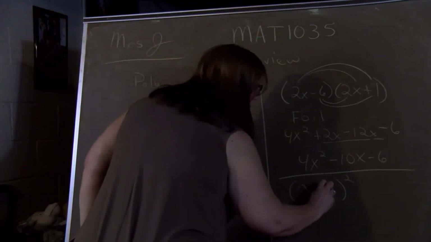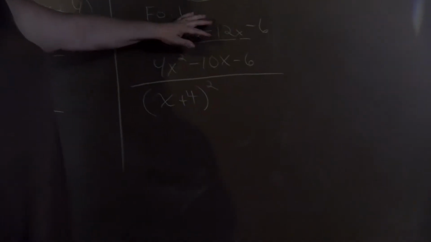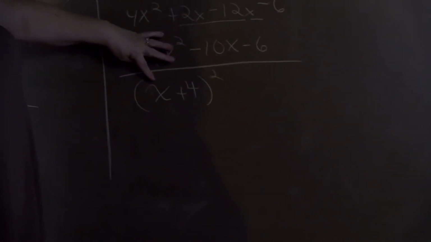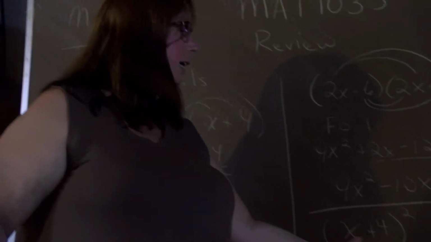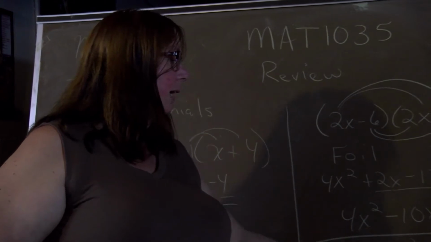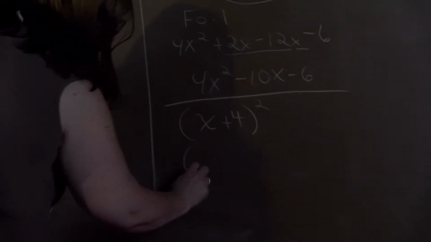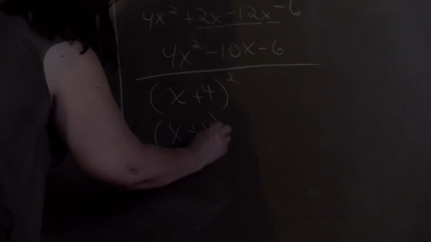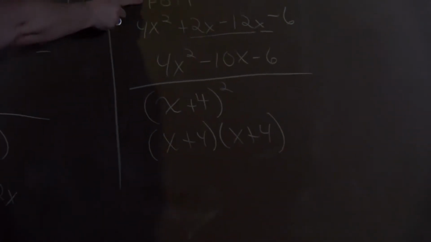Put a different number here. Okay. So when you have a binomial and you're squaring it, or any quantity that you're squaring, you cannot go x squared plus 16. You have to take it and multiply it times itself. You cannot distribute that exponent unless it's all multiplication inside. So you actually have to take x plus 4 times x plus 4. And then you would FOIL it.